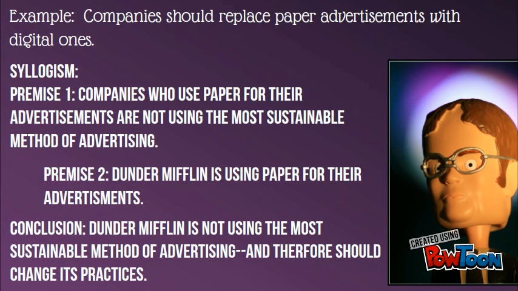So let's head back to that hypothetical syllogism. If we look at premise 1, we can see that we're assuming a company wants to use the most sustainable method of advertising. And in premise 2, we're assuming someone like Dwight would even consider giving up paper for their advertisements. There's work to do here.